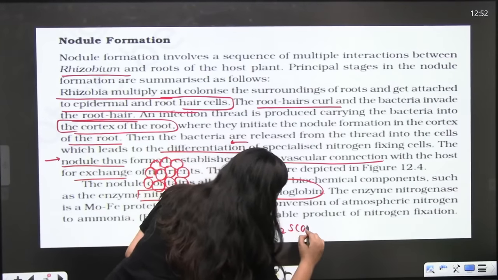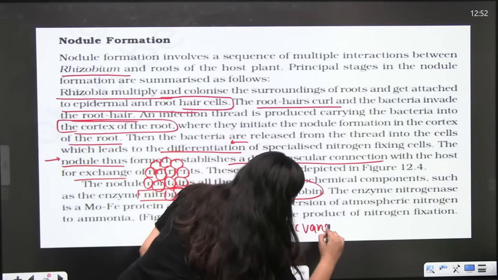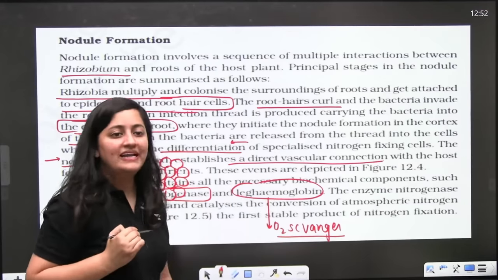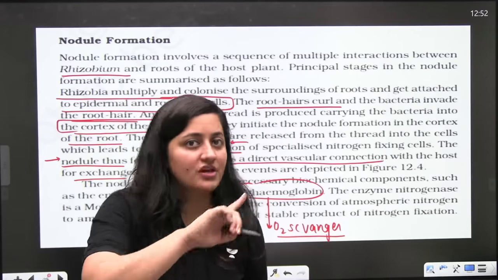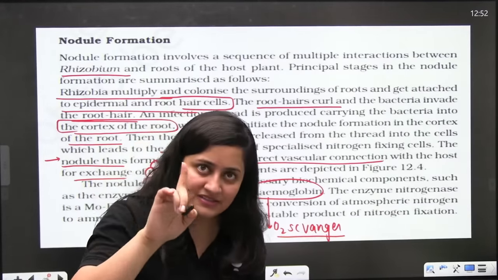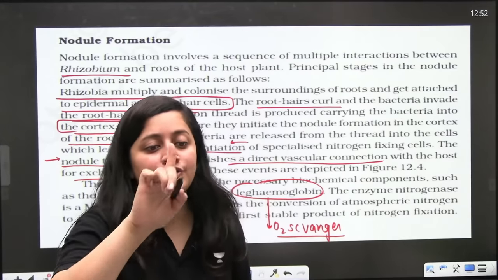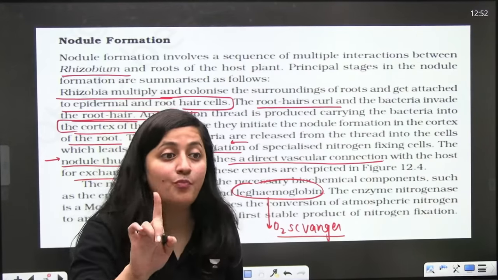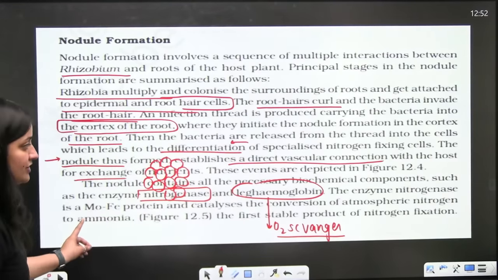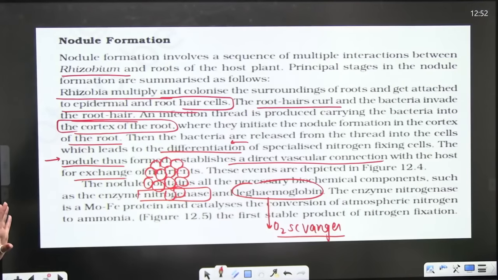So, what is it? It is an oxygen squeezer. It will eat up all the oxygen here. So, if there is no leghemoglobin, oxygen will still be there, and then nitrogenase will not be able to work. So, it is important for the activity of nitrogenase.